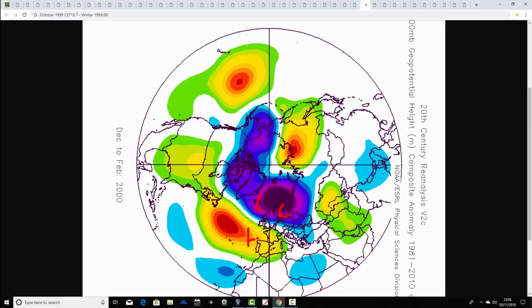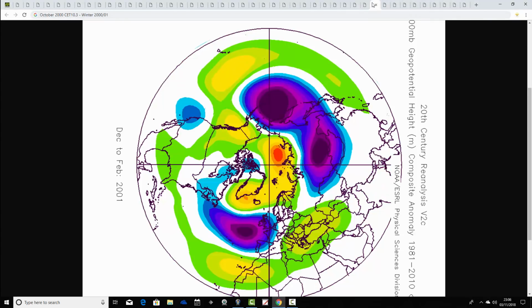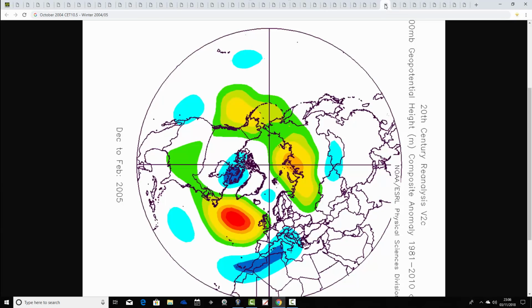Low pressure to the north, high pressure to the south. We bring that westerly flow through. It's another one of those very mild 1990s winters. October 2000 with a CET of 10.3 is followed during winter of 2000-2001 by quite a cold winter with below average heights to our south and above average heights to the north. It's very close to being a severely cold winter. Didn't quite go that far, didn't quite come together, but it is a pretty cold winter for 2000-2001.